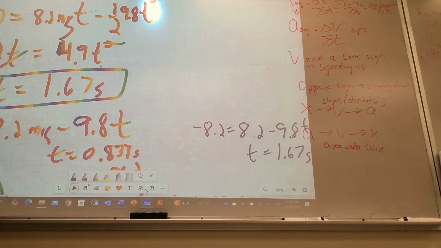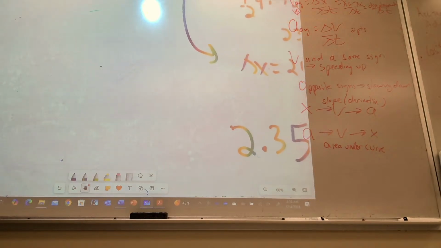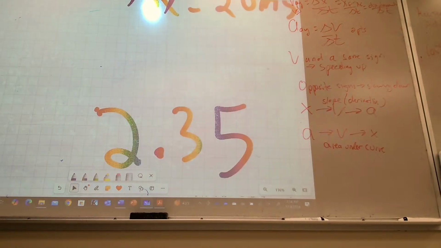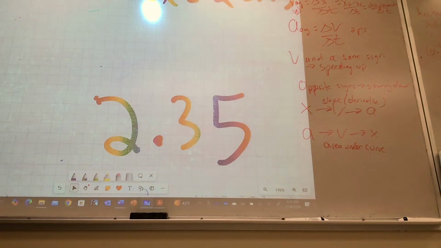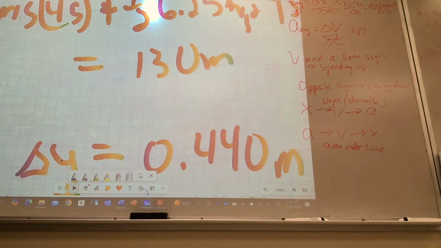Look at your set of equations. Is it just jumping straight up? Yes, all of these are one-dimensional. So they told you your delta y is 0.440 meters. You can do it in one step, you can do it in 2 steps. But since they ask you the 2 questions, you don't really lose anything if you do it in 2 steps.